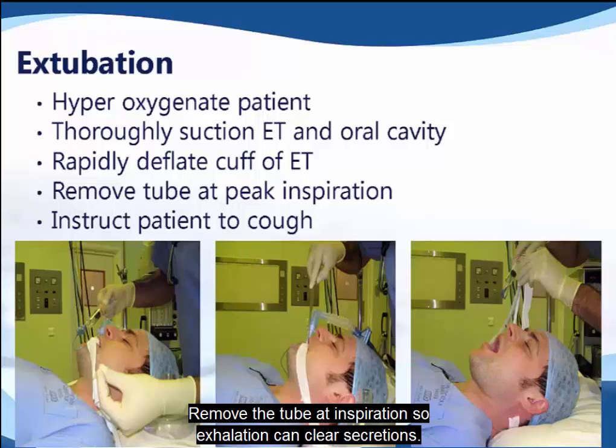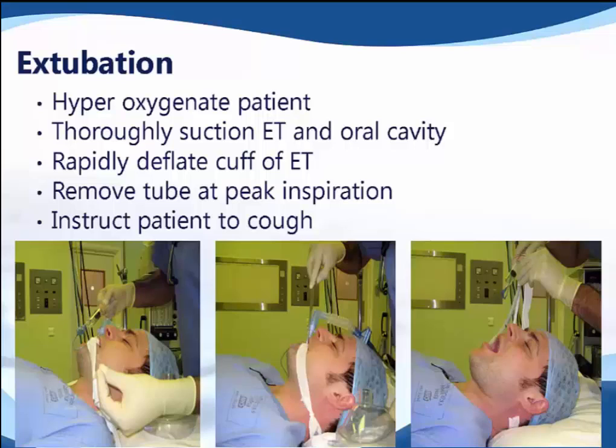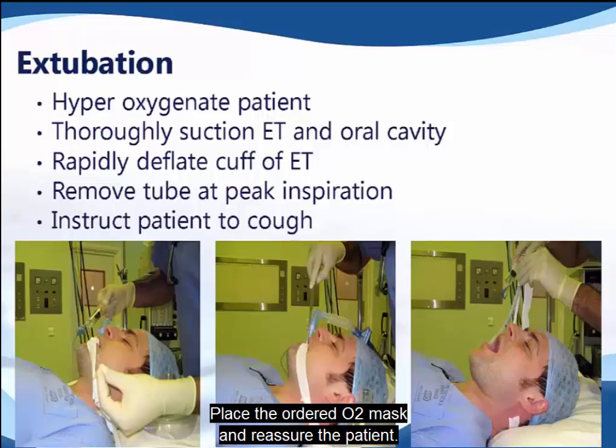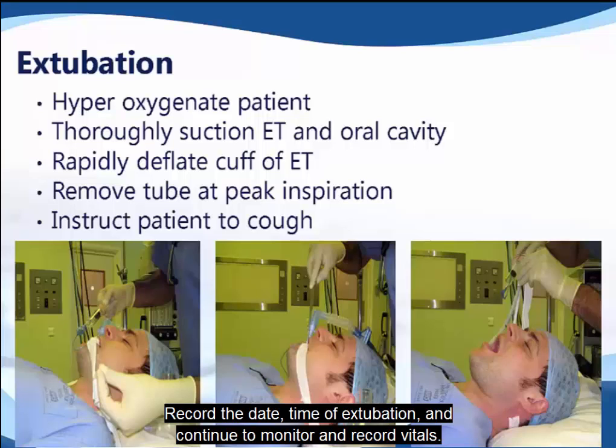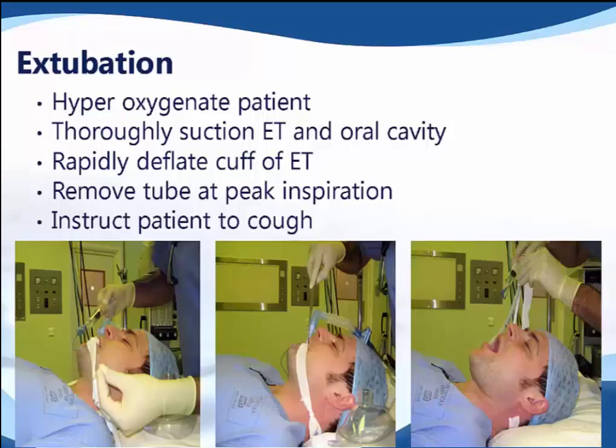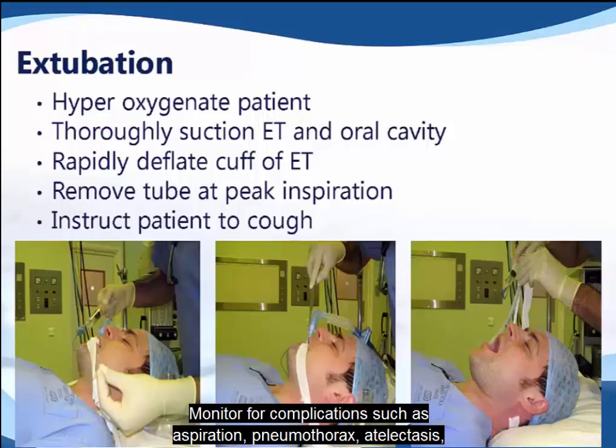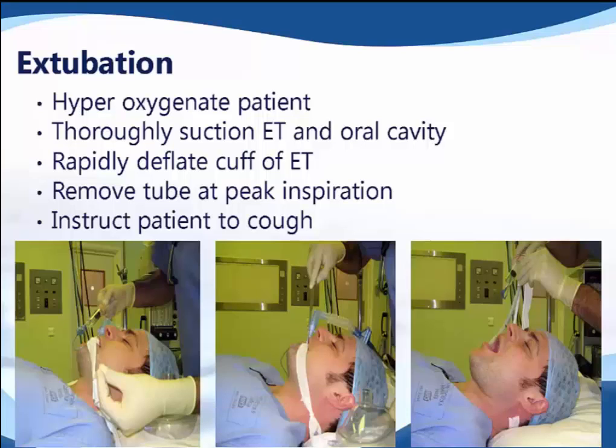Remove the tube at inspiration so exhalation can clear secretions. Place the ordered O2 mask and reassure the patient. Be sure to document. Record the date and time of extubation, and continue to monitor and record vitals. Monitor for complications such as aspiration, pneumothorax, atelectasis, and respiratory failure related to premature extubation.